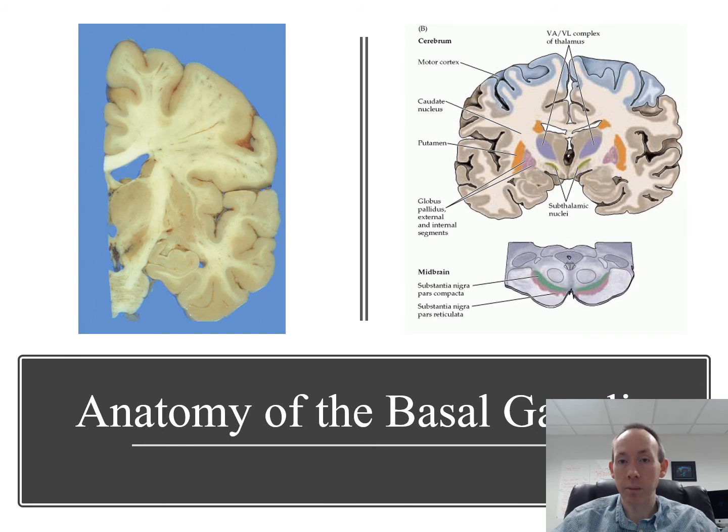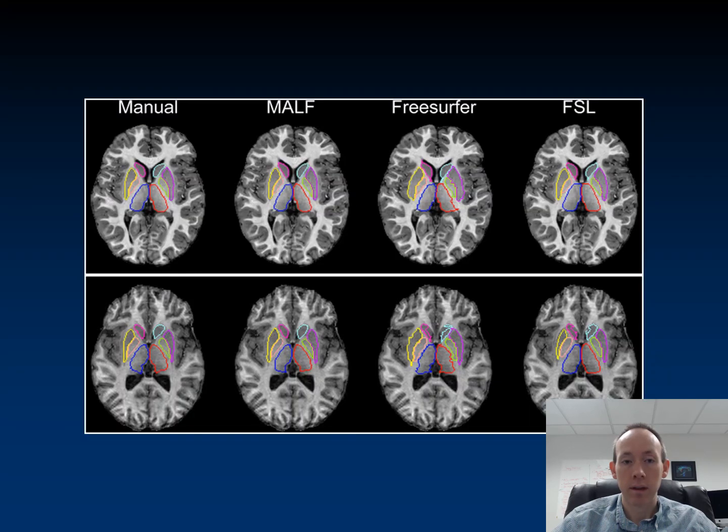Basal ganglia are made up of different structures. The three structures of the basal ganglia would be the caudate nucleus, putamen, and the globus pallidus. And these can be segmented from the MRI. They can be done manually, or they can be done using different imaging tools.